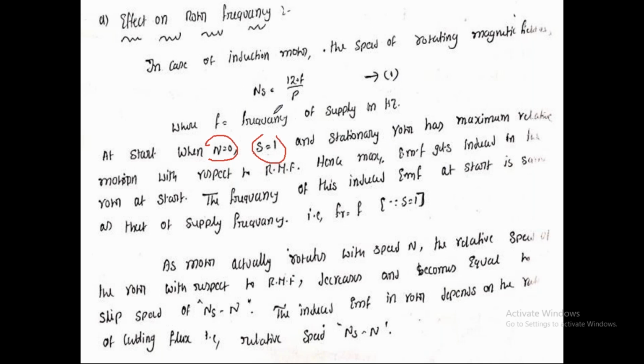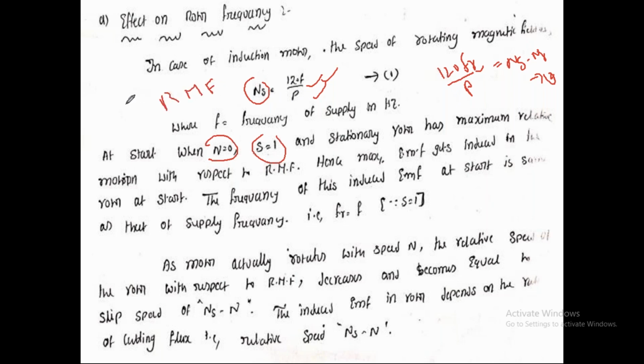Now this is the starting condition. When it comes to the running condition, what do you get? NS minus NR equals 120 into FR divided by P. Let me represent this as equation 2. So this is the starting condition and this is the running condition. At starting condition NR equals 0, so you will get the starting condition equation: NS equals 120 F by P. It is the speed of the rotating magnetic field.